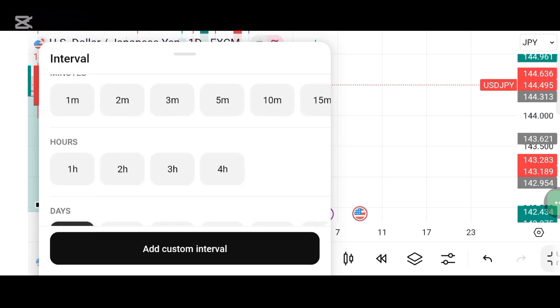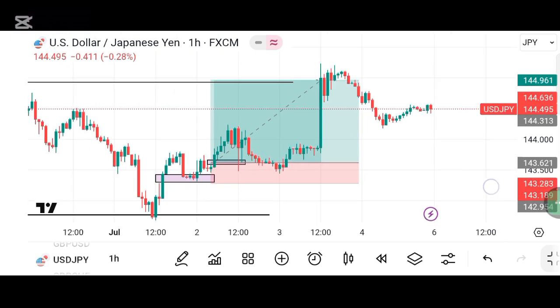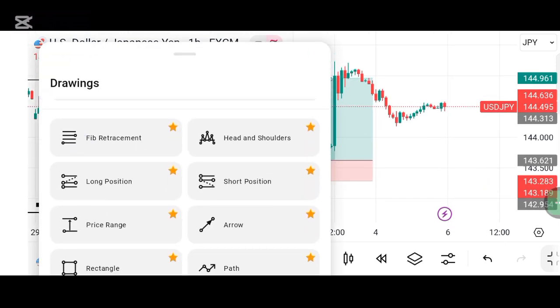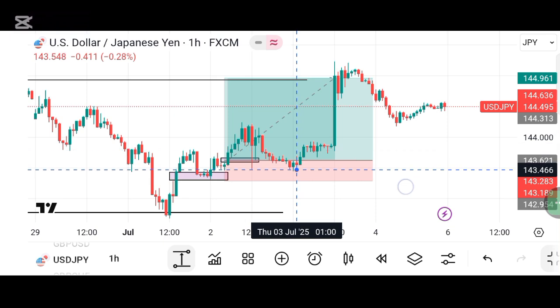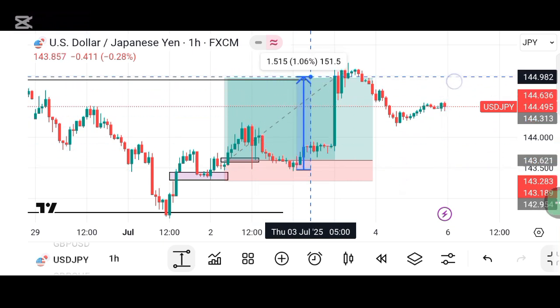So I'll reduce it to the 1 hour so we can calculate this range. If you want to calculate the range, you just come to this price range. We were able to get at most how many pips. You can see up to 150 here is about 1500, because this is USDJPY. So this is about 1000 pips. 1000 pips, that's a whole lot.